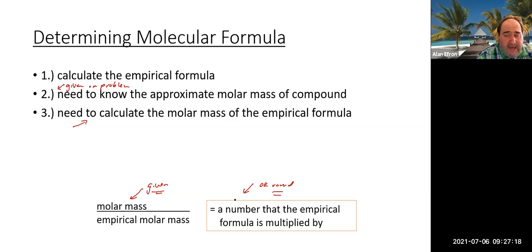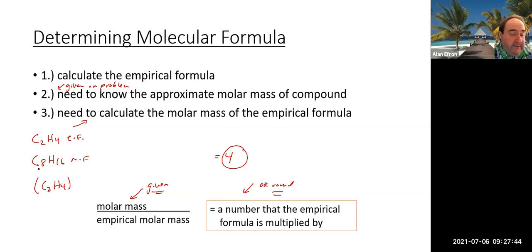So let's just say you did that, and let's just say you got a 4 when you did that. And if your empirical formula was this, and you did this calculation, you got a 4, what that means is you would multiply your empirical formula by 4, and your molecular formula would be C8H16. Or sometimes people, not too often these days, will write it like this, but that will basically give you your factor by which you multiply your empirical formula by to get down to your molecular formula.